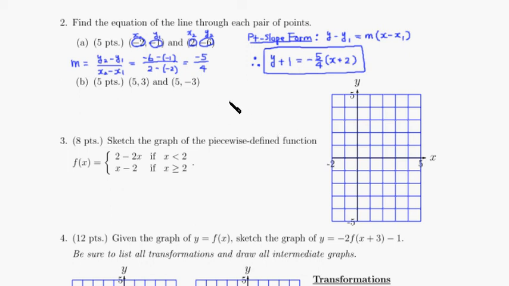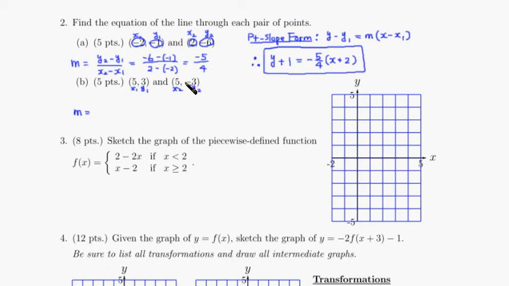So let's look at part B. The approach is the same. So let's see if I can get a slope. I'm going to call this one x1, y1 again, and this one x2 and y2. Then we'll find the slope using the slope formula.